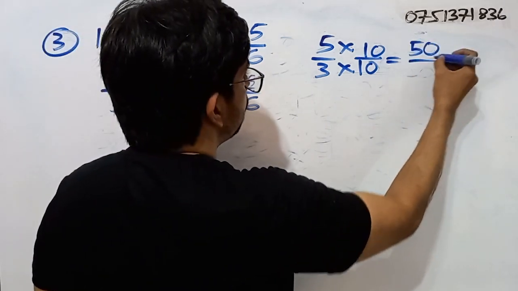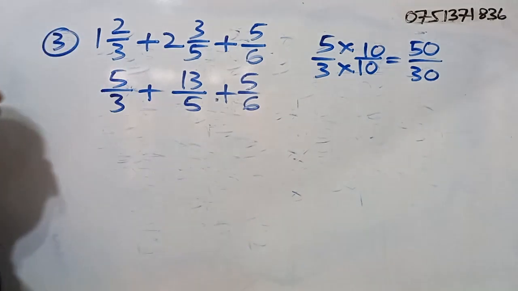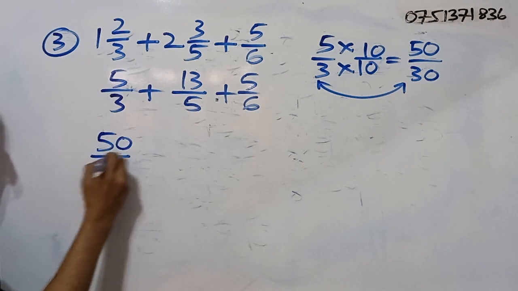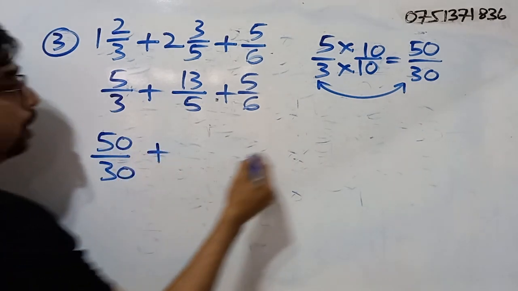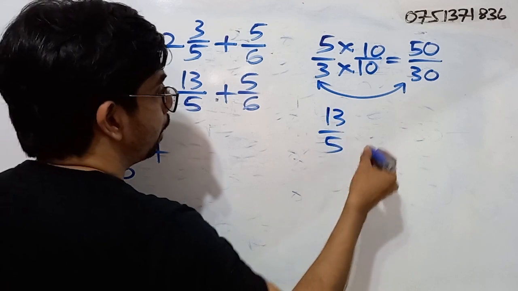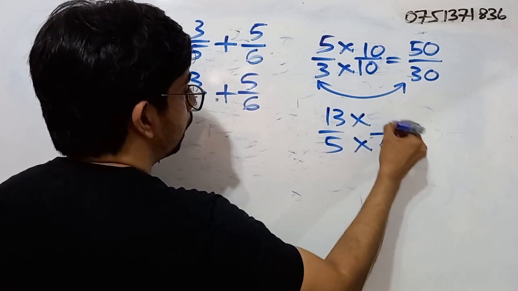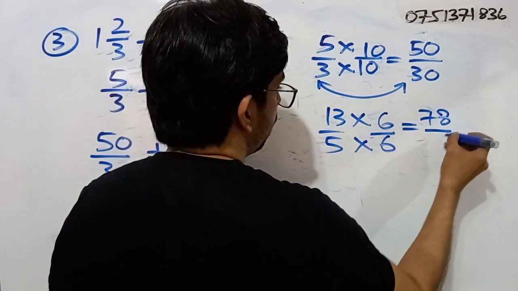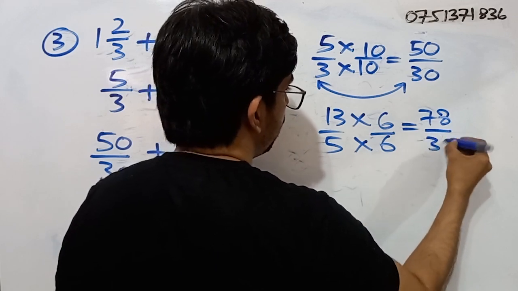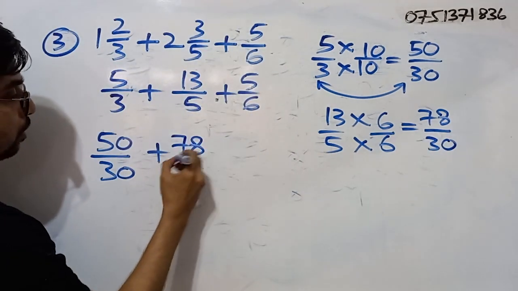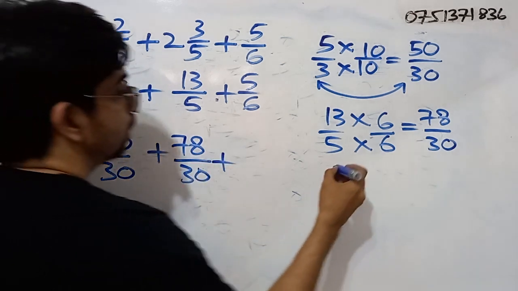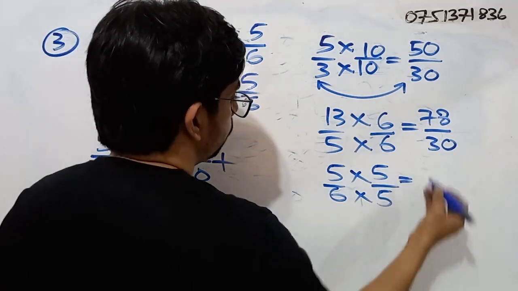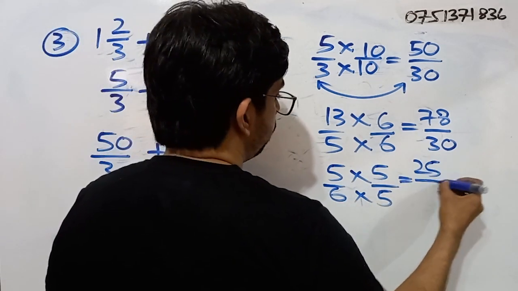So 5 by 3, I'll have to multiply the denominator by 10 and the numerator by 10. 5 into 10, that is 50. 3 into 10, that is 30. Now these two are what? Equivalent fractions. So 50 by 30 plus 13 by 5. So here I have to multiply numerator and the denominator by 6, right? So I will be getting 78 by 30 plus 5 by 6. I have to multiply the denominator by 5 and the numerator by 5. So 25 by 30.